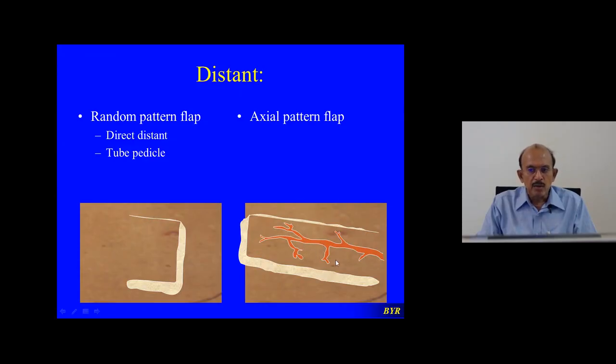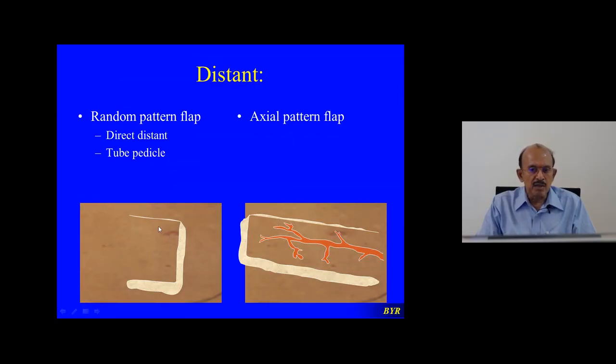Axial pattern means whenever the skin, the underlying tissues and the underlying muscle gets a named artery. A big blood vessel is supplying. So that blood vessel will ramify and supply the muscle, the overlying subcutaneous tissues, and the overlying skin. So if you know the blood vessel there, then you can make an incision around it, and you can take a long flap. You take this flap along with this blood vessel. So this is called the axial pattern flap.